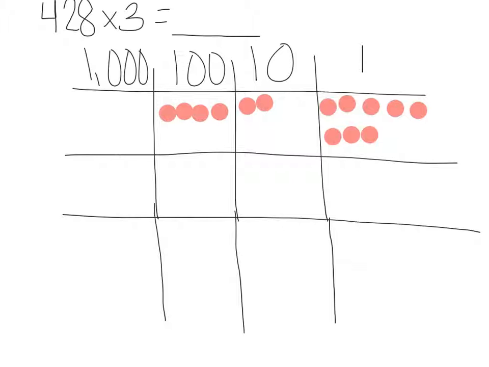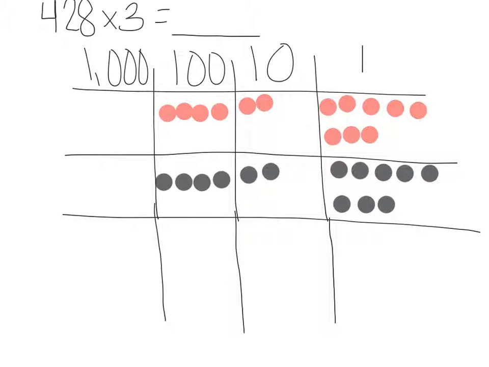So now I'm going to go back and make 3 groups of 428. So I've already started by building 428 once. I'm going to make 4 hundreds here. Oops. 2 tens and 8 ones. And then I will do it a third time. Seven, 8. Perfect.